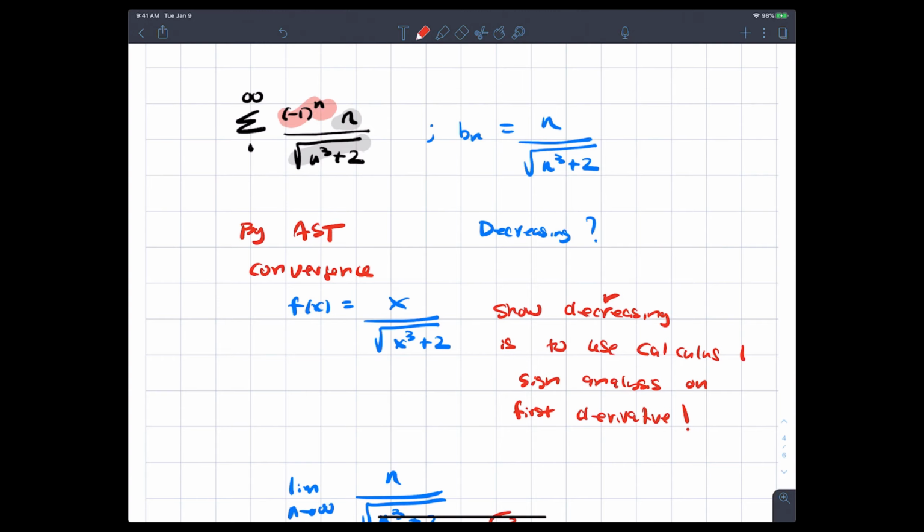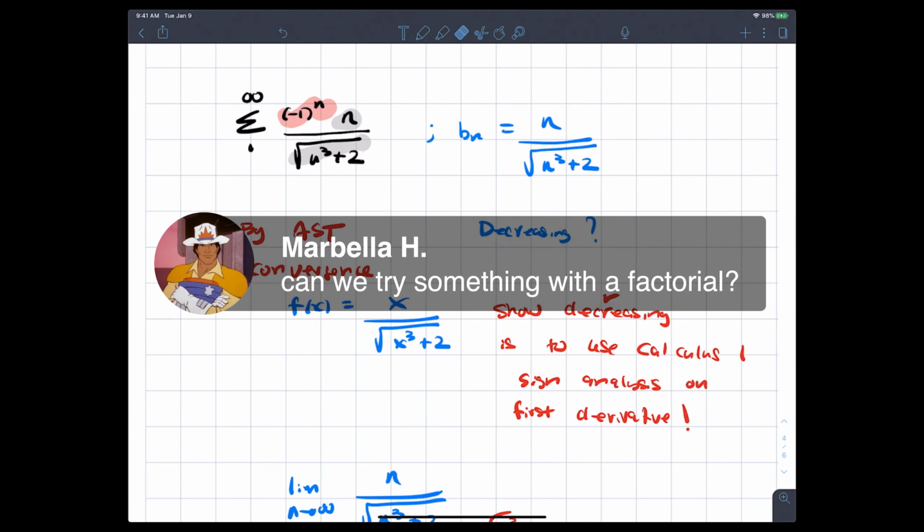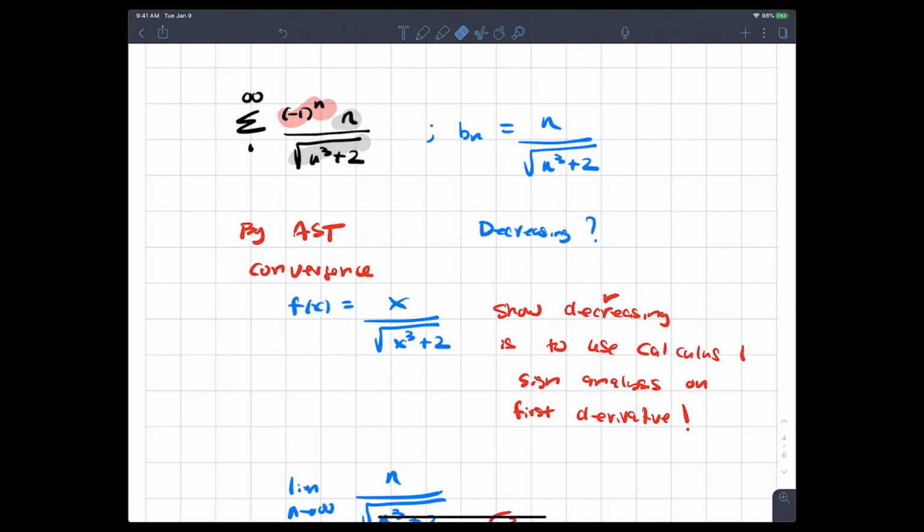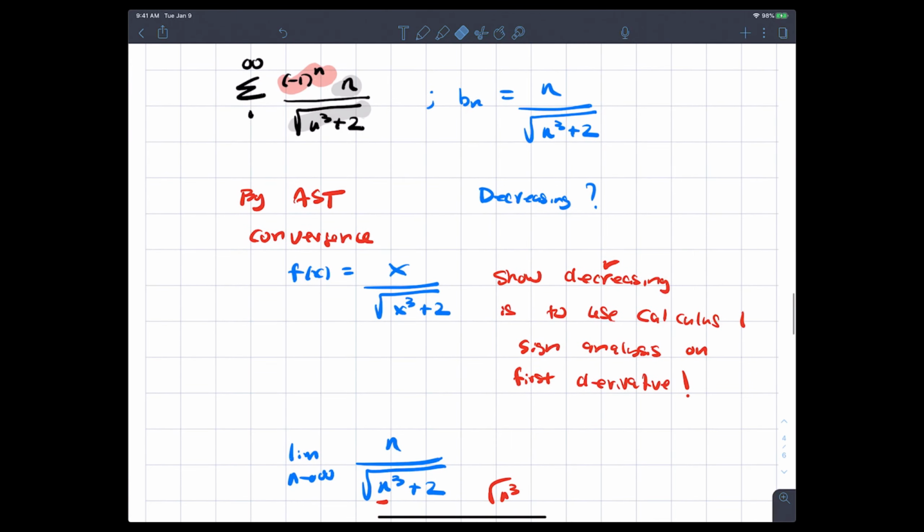And that is what this test looks like for you guys. And, you know, we do have some more to do. We have a question here: can we try something with a factorial? Well, for alternating series, I could double check the book, but I don't believe you're going to have factorials for alternating series. Okay, so that's an alternating series kind of question. There's not going to be these factorials here.